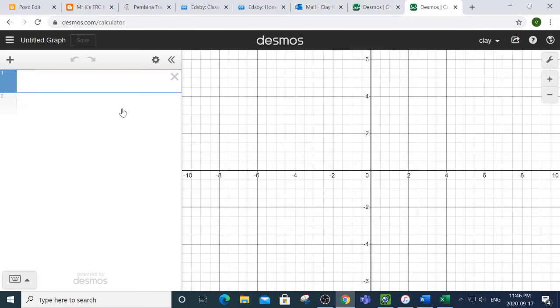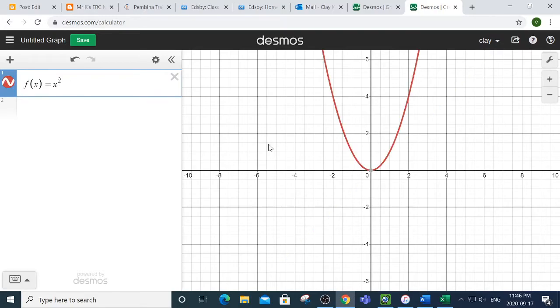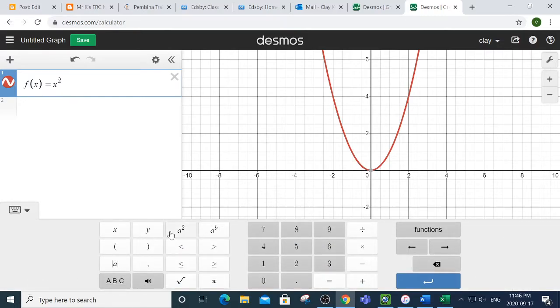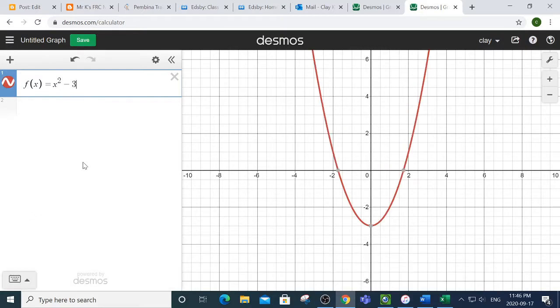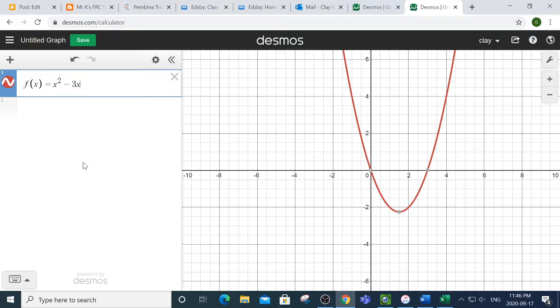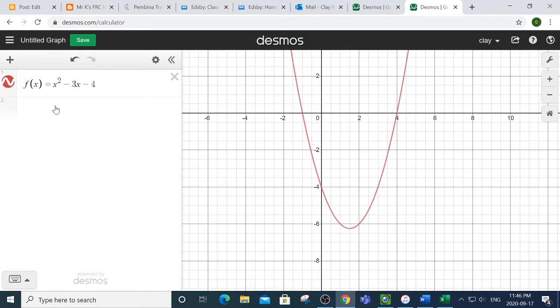If you've never used Desmos before, here's how you use it. It's very easy. So we are making the equation f of x, and I'm just typing very normally here, is equal to x squared. To get up there, I hit shift 6, then I hit the cursor over. If you don't like finding shift 6, you can always find x squared right here. So x squared minus 3x minus 4.